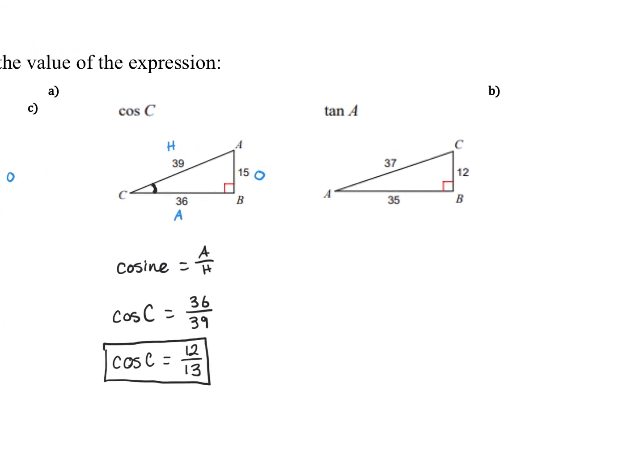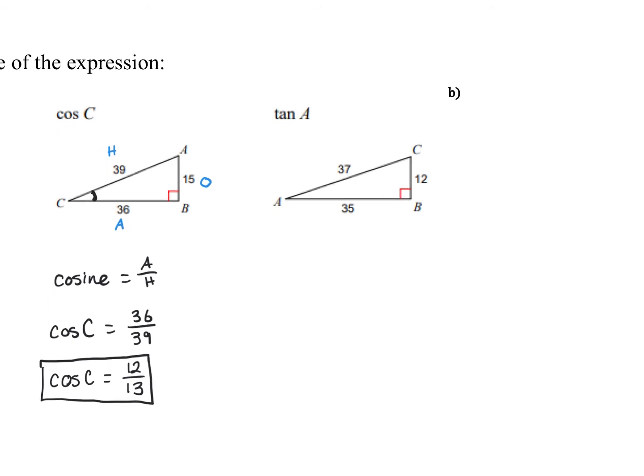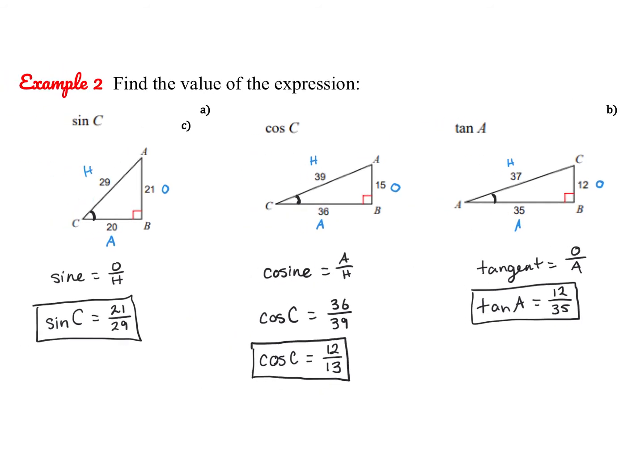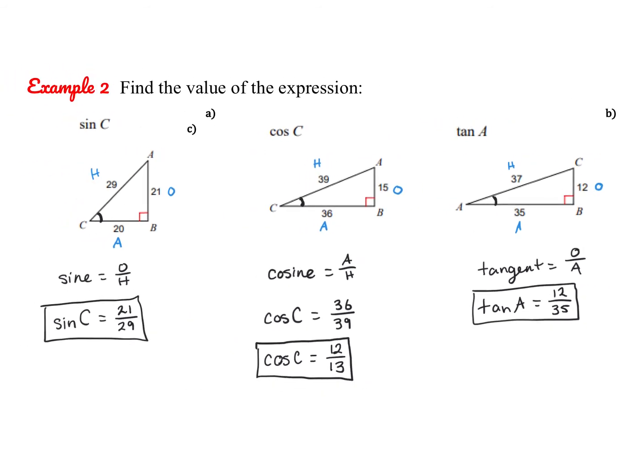All right, let's try this last one here. So here we're asked to find the tangent of angle A. So here we're working with this angle. So again, this is adjacent, this is hypotenuse, this is opposite. And we know that tangent is the opposite over adjacent. So the tangent of angle A is 12 over 35. So the opposite side over the adjacent side. So there you go. That's how you use your basic trig ratios.